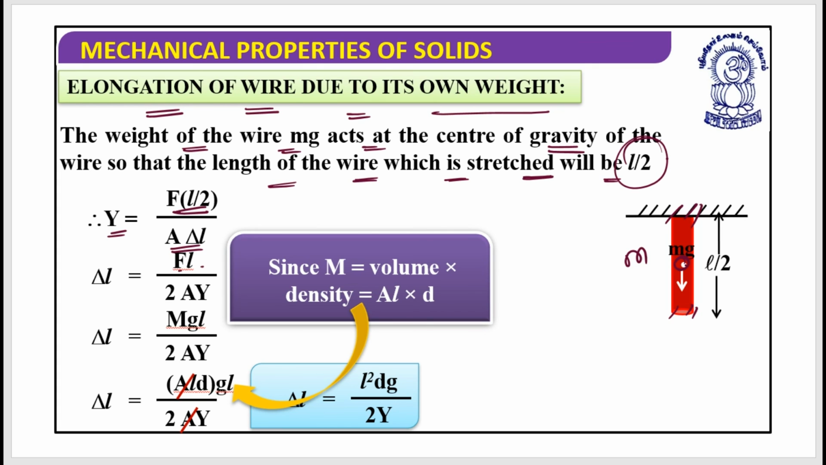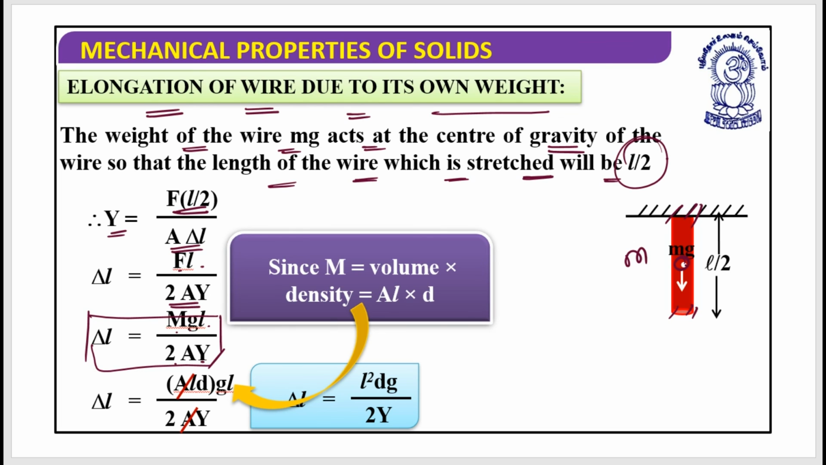So it is FL by 2AY. When I write F as mg, it is mgL divided by 2AY. This is m into g into L divided by 2AY. This is the elongation of a wire due to its own weight. I hope this is clear.